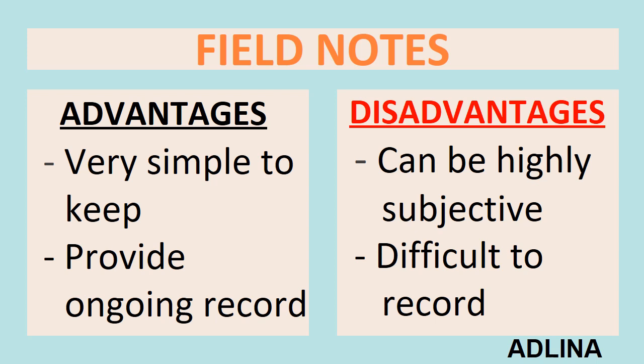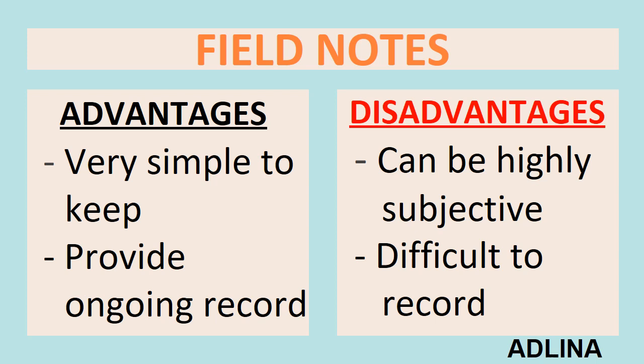Next is provide ongoing record. Not like classroom observation, field notes will provide an ongoing record because the researcher has the record of what really happened in the classroom. They can rewind it to the part that they want, and they can also highlight the part that they want to express.